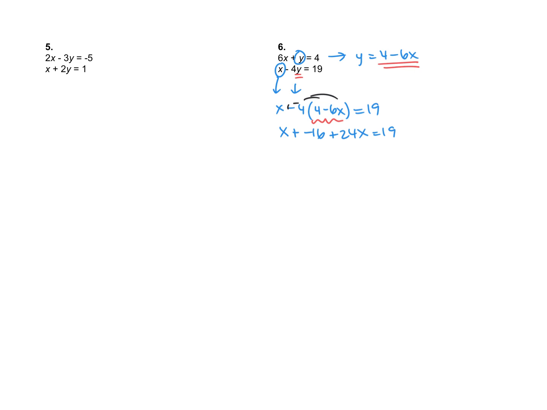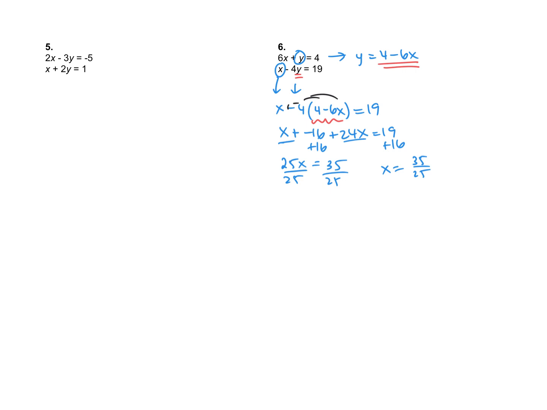Okay. Avery, what do you think from here? Add like terms and then plus 16. Okay, so we can do them both at once. So we get 25x, and then Avery also said add 16. So I think that gives us 35. So we're going to divide by 25. So our x is 35 over 25.